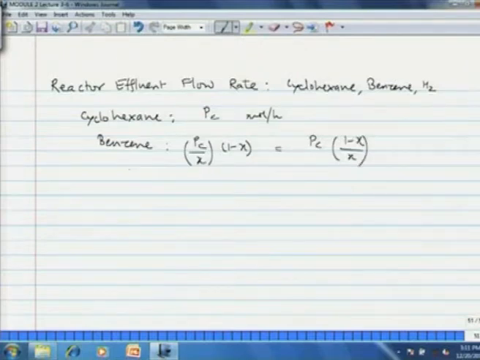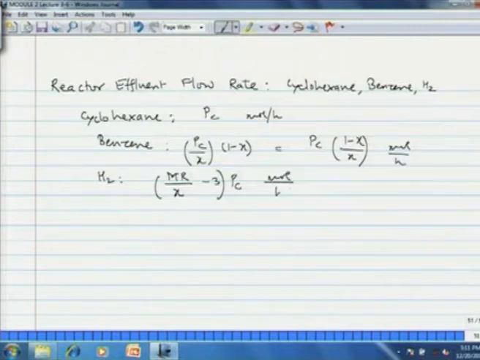And then hydrogen. Hydrogen is total hydrogen fed is Mr into Pc by X, and 3 Pc is the hydrogen that is consumed in the process. So, the total hydrogen that exits the reactor is Mr into Pc by X minus 3 Pc. So, we take Pc common, and Mr by X minus 3 into Pc is the total hydrogen flow rate at the reactor outlet. Then there will be inerts. Now, these inerts will be the inerts entering through the fresh gas as well as the recycled gas.